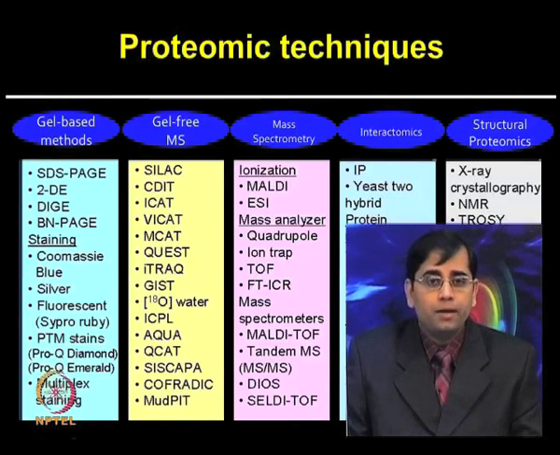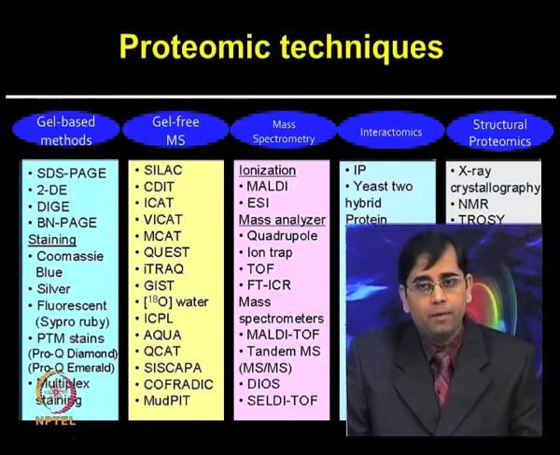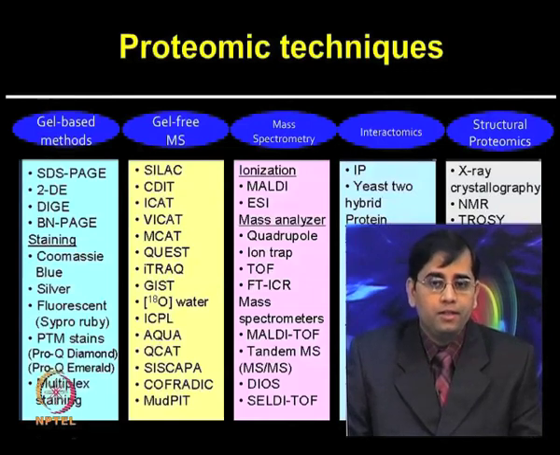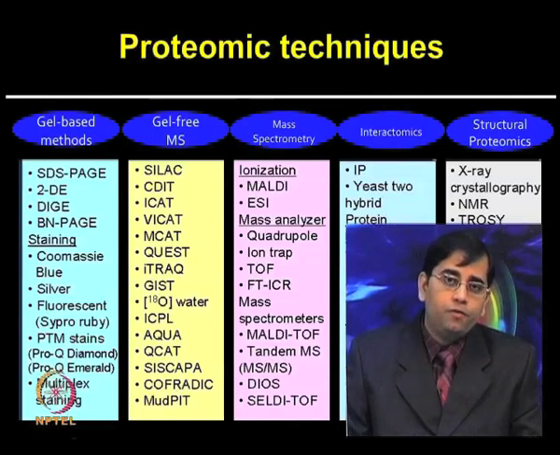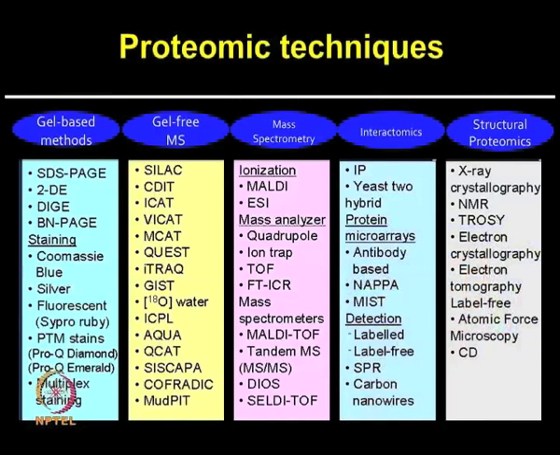Structural proteomics involves X-ray crystallography, nuclear magnetic resonance (NMR), transverse relaxation optimization spectroscopy (TROSY), circular dichroism (CD), and different types of microscopy methods including atomic force microscopy and electron microscopy.